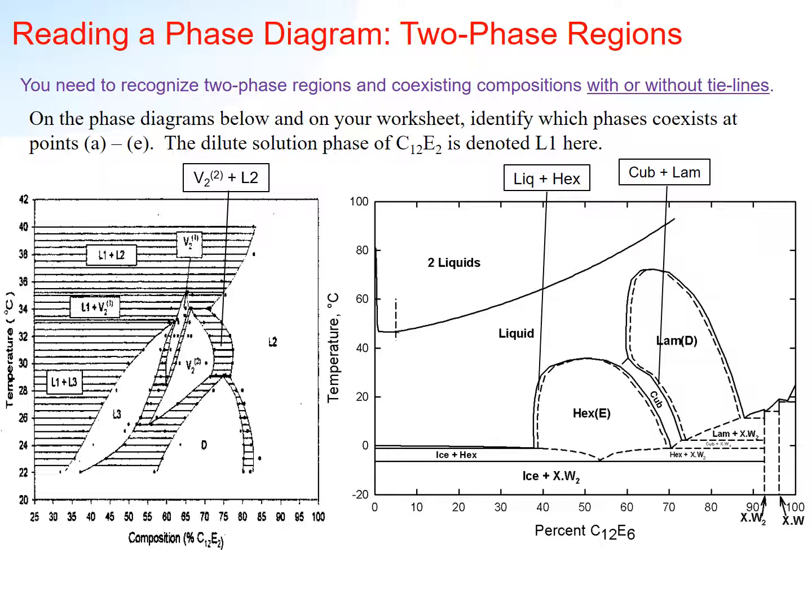In the C12E6 phase diagram, we have at point D coexistence between the liquid, the micellar solution, and the hexagonal phase. And at point E, we have coexistence between the cubic phase and the lamellar phase.